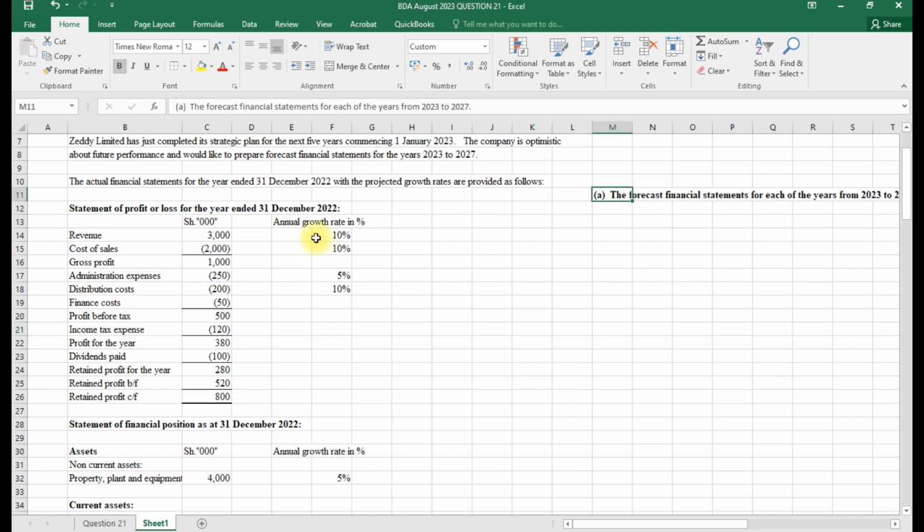So remember, what we are forecasting is this. We are forecasting for how many years? For 5 years. 23 up to 27.